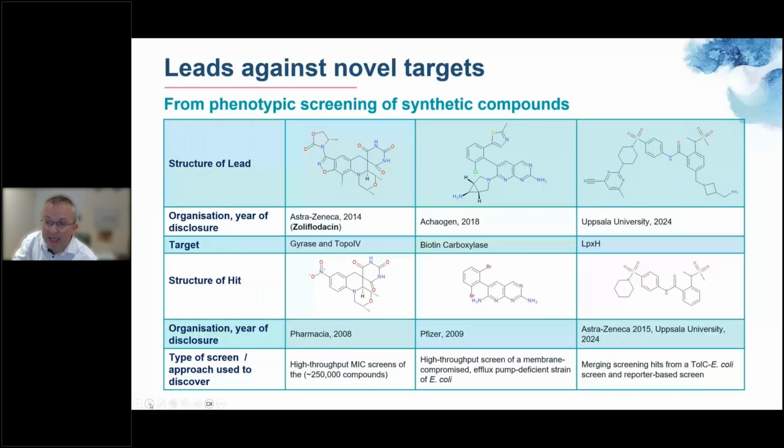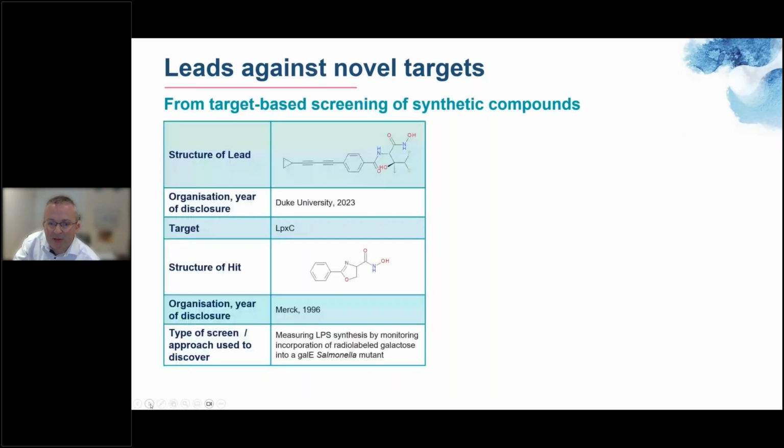Another story as well is in LpxH, where researchers from University of Uppsala just this year reported on taking hits from both AstraZeneca publications and published screening data, and made a very nice medchem story of merging hits to form a very nice lead product as shown there.